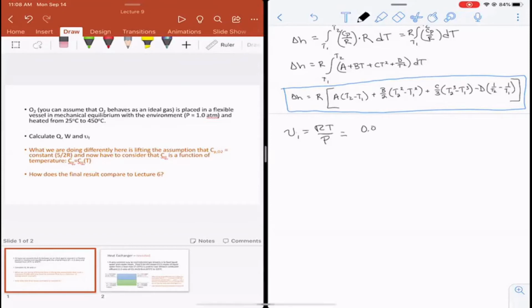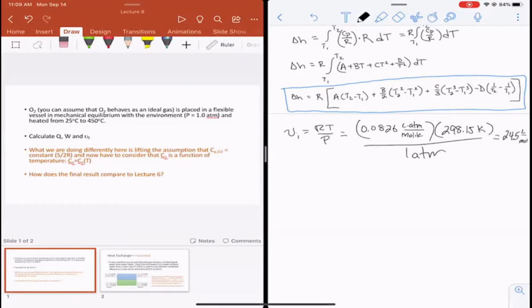And so we know that 0.08206 liter atmosphere per mole Kelvin times the initial temperature, right, which is 298.15 Kelvin, divided by the pressure, right, which, we know we're operating at 1 atmosphere. And so we calculated that that was 24.5 liters per mole, right?